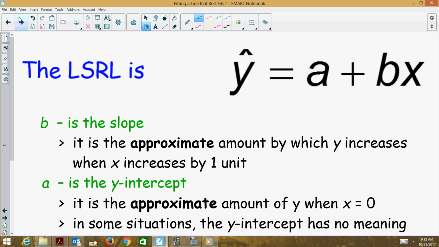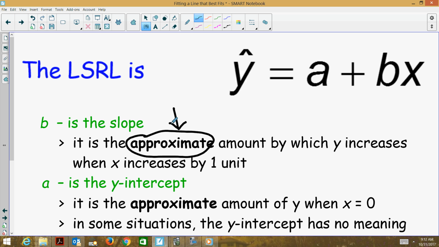Still, we are able to interpret what is said in the least squares regression line. First, the slope. The slope is the approximate amount by which y increases when x increases by 1 unit. One key concept of this unit is going to be the words approximate or prediction. These are nothing more than prediction models. Therefore, we cannot say that these models will give us an exact amount. We have to always give some sort of indication that it is a prediction. If we do not, then our analysis will be completely inaccurate.